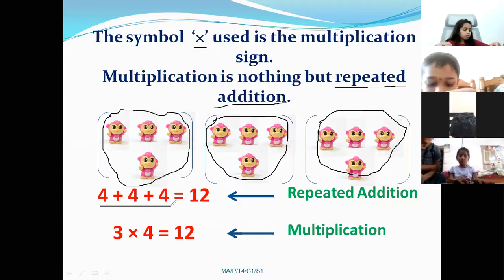And how many groups are there? There are 3 groups. That's why we have written this 4 three times. Okay?